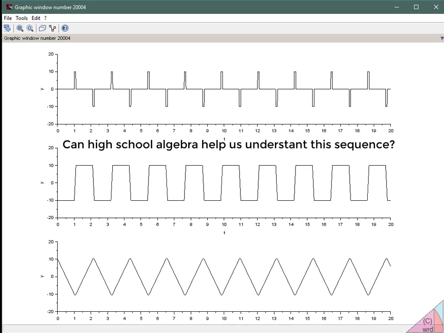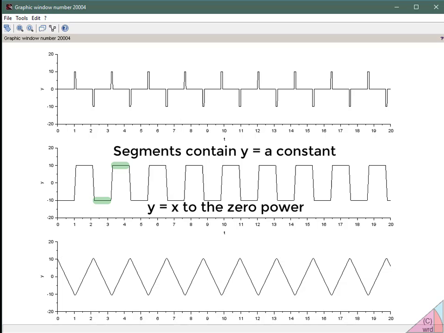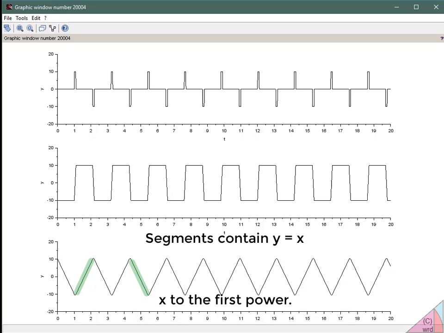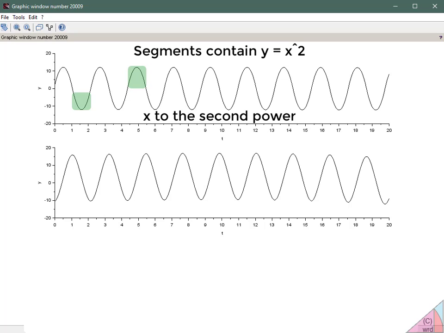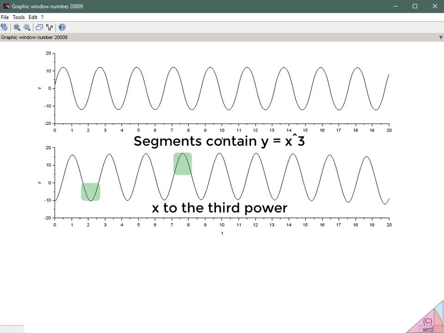Does high school algebra have anything to say about what we have been doing? Yes. The flat lines of the square wave are segments of x to the 0 power. The sections of triangle wave are segments of x to the first power. The sections of our first smooth wave are x to the second power, or pieces of parabola hooked end-to-end with alternating sines. So the output of the fourth account should be pieces of cubic wave hooked together with alternating sines.